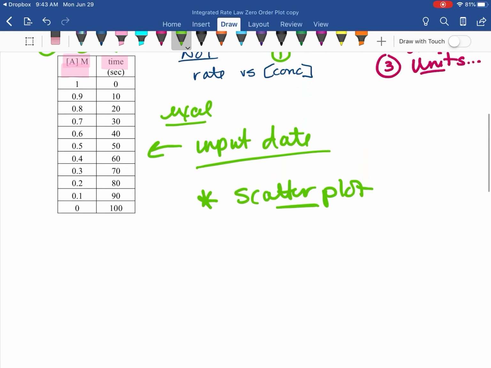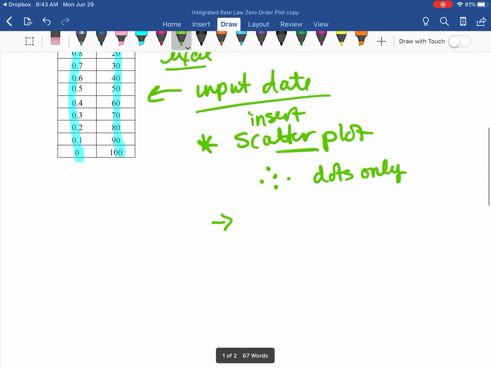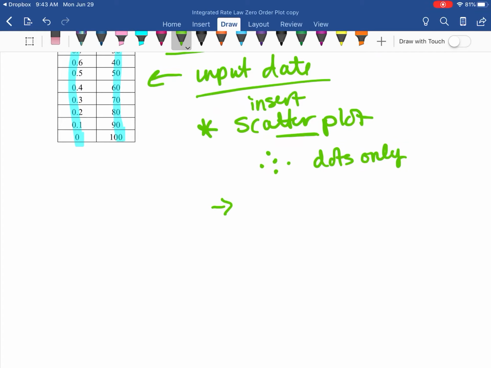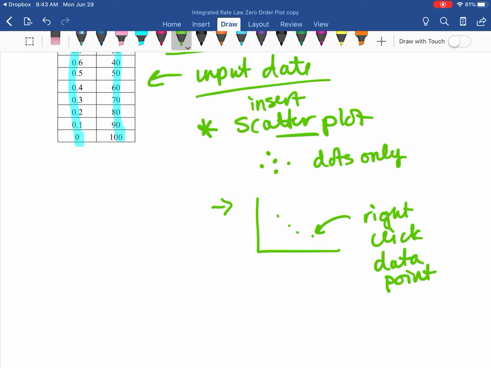So I highlight both columns, and then I go into Insert, Scatter Plot, and you want dots only. We need to do a linear regression. So once you get your actual scatter plot pulled up, it's going to look like this. You are going to right-click on a data point, and you're going to add a trend line.